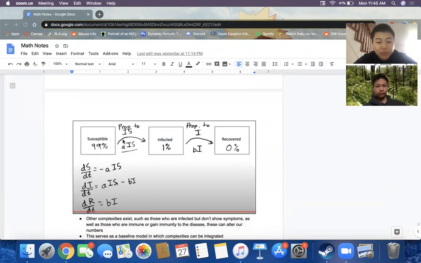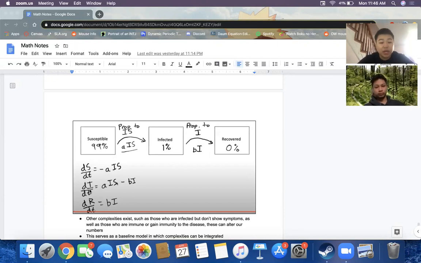And so if we want to figure out how these different numbers change, what is the rate of change for susceptible, rate of change for infected, rate of change for recovered? That's all related to these proportions that we generated. So the change in susceptible over time is A times IS, but since over time the number of people susceptible goes down as more people get infected, more people recover, the original pool of susceptible goes down. So that's why there's a negative.